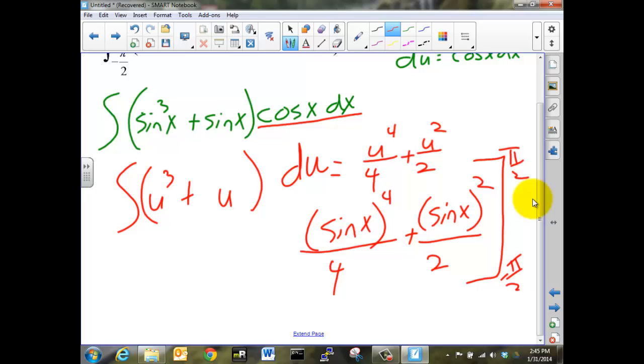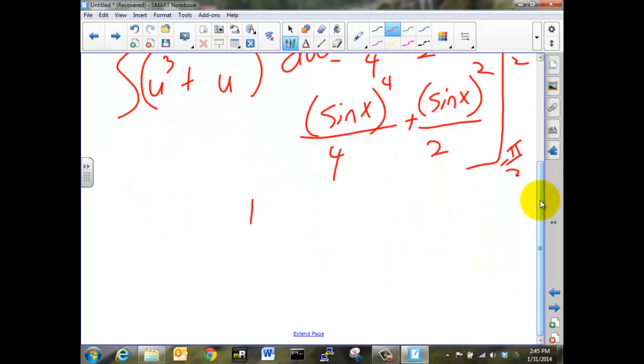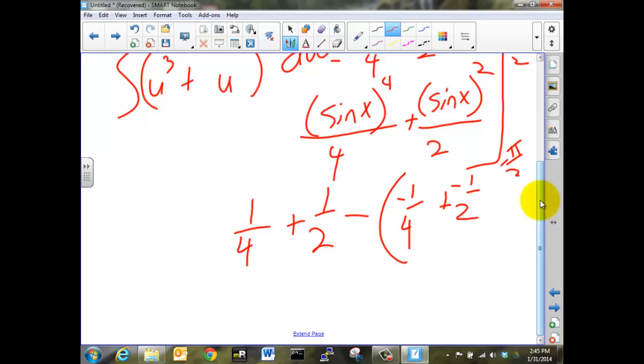So the sine at pi over 2 is 1. Remember, sine at pi over 2 is your thumb. Sine is to the right. So we're talking about 1 over 4 plus 1 over 2 minus, what happens at negative pi over 2? Where's it on the unit circle? Between what two quadrants? Do you remember? Negative pi over 2 is down here. It's between 3 and 4. Okay? Talk to me about the sign, the positiveness and negativeness of the sine. It's negative. So it's going to be negative 1 over 4 plus negative 1 over 2.